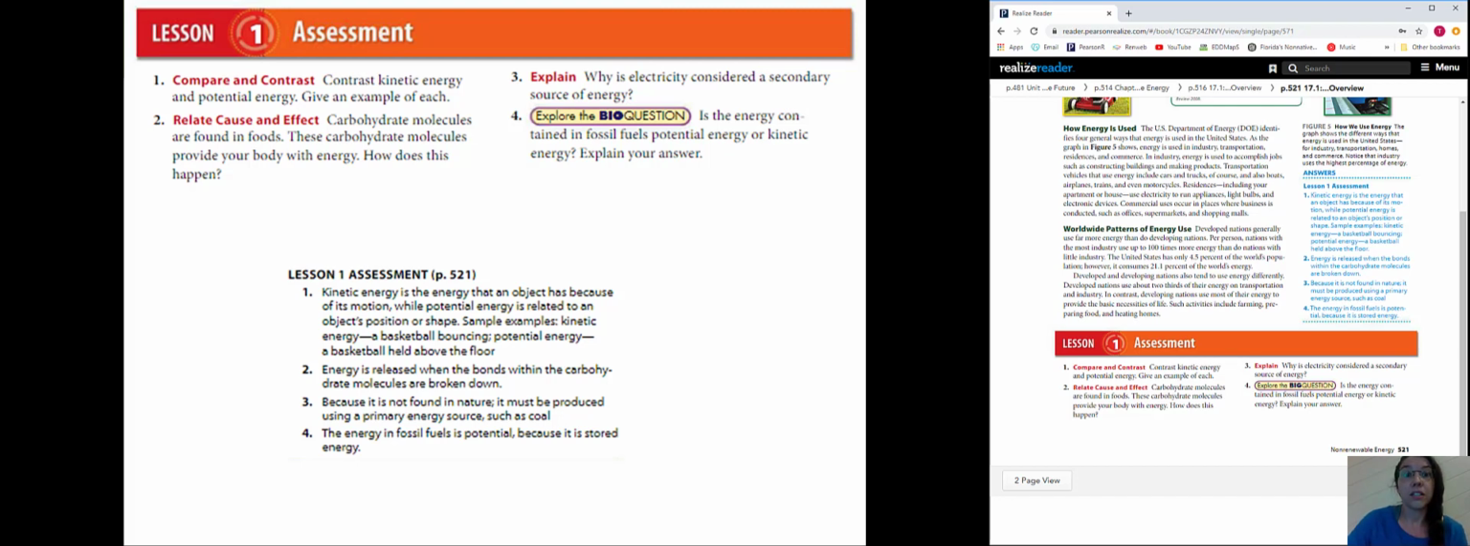Number 2, relate cause and effect. Carbohydrate molecules are found in foods. These carbohydrate molecules provide your body with energy. How does this happen? Energy is released when the bonds of carbohydrate molecules are broken apart. So that carbon-carbon bond is being broken down during your metabolism, whether it's during photosynthesis in a plant or during respiration.